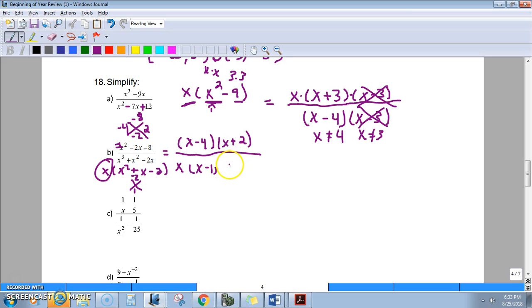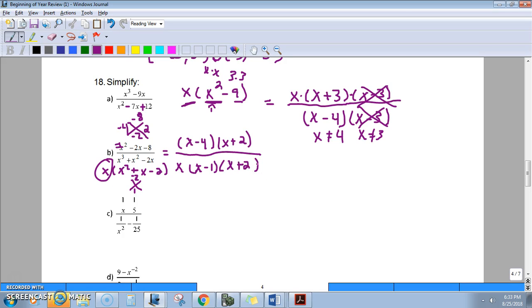times x. Nope. You guys are letting me get away with doing that wrong. Two numbers that multiply together to be -2 and add up to be +1. That is going to be -1 and +2. So x minus 1 and x plus 2.